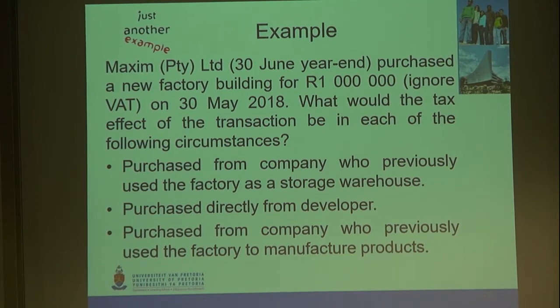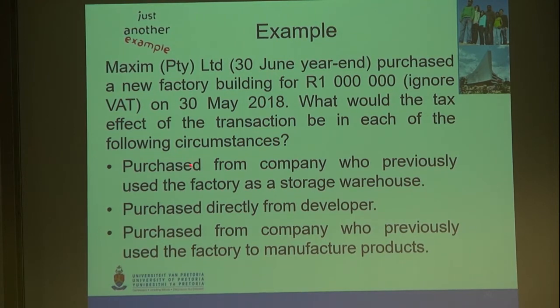Let's quickly have a look at this question. This is just in principle whether we would be able to claim a deduction or not. So we've got a company here, Maxim Pty Limited, 30 June year end. They've purchased, just ignore the word new because in some scenarios it's going to be new and other times not, for R1 million. It was purchased on 30 May 2018. What would the tax effect be in each of the circumstances? We basically give you 3 scenarios. Let's start with the first one.